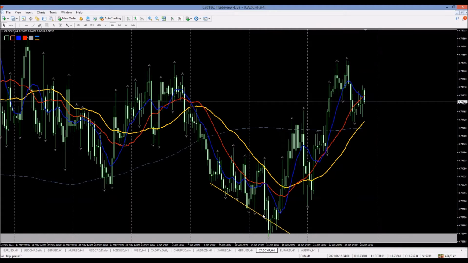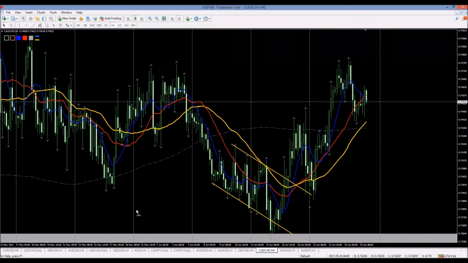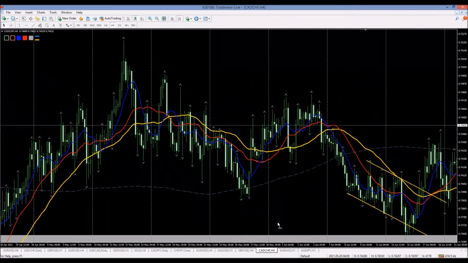Let me see if we do that. It makes somewhat of a channel and we draw it across to the other side. It seemed like price is in a channel coming down to that point.